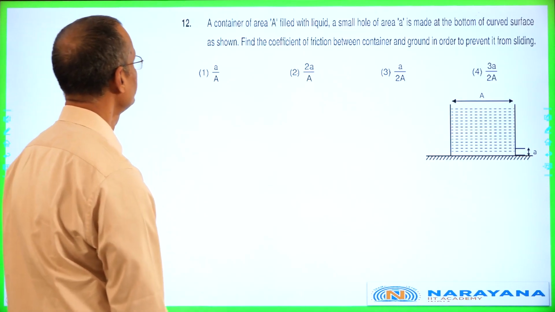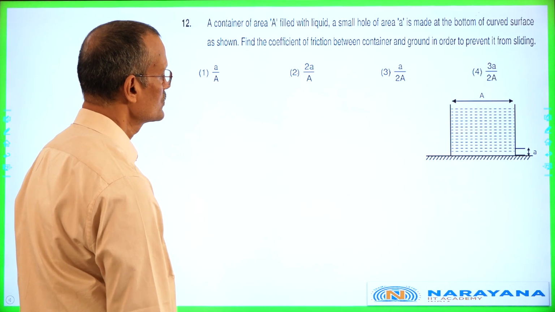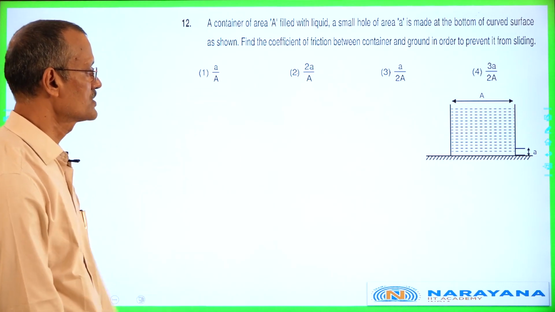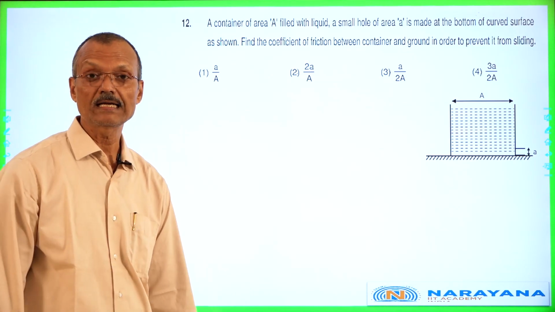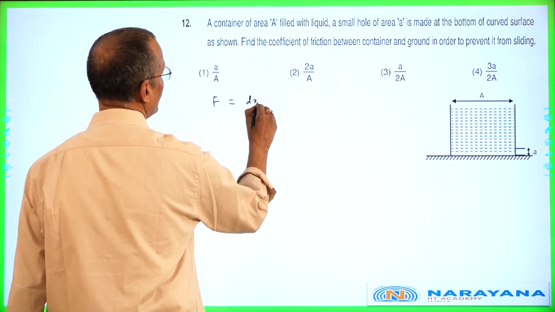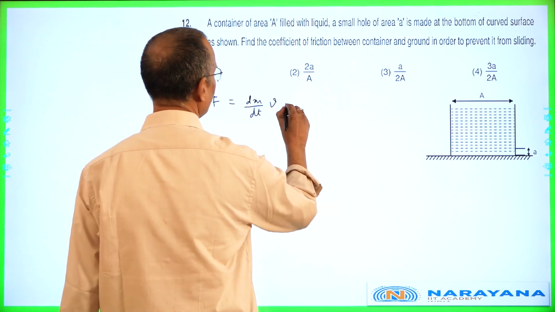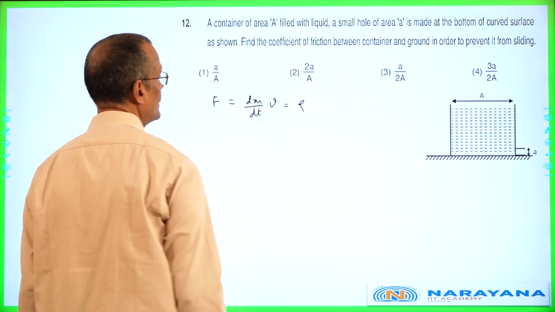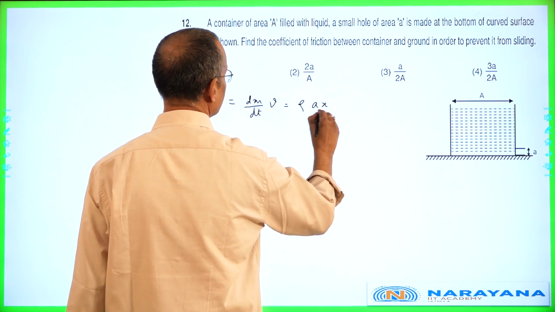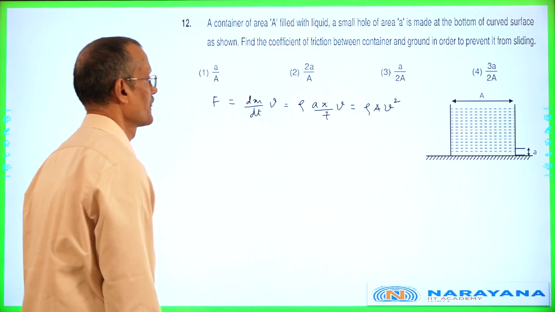I am now on number 12. You have a container, you have a hole, so the force exerted must be balanced by frictional force to prevent it from sliding. How much force? Either you directly remember the formula rho A v square, or you can derive it: F equal to dm by dt into v, am I right? Now, dm by dt will be how much? Rho into volume. Volume, cross-sectional area they have given you, A into x by t, into v. X by t is v. Rho A v square.